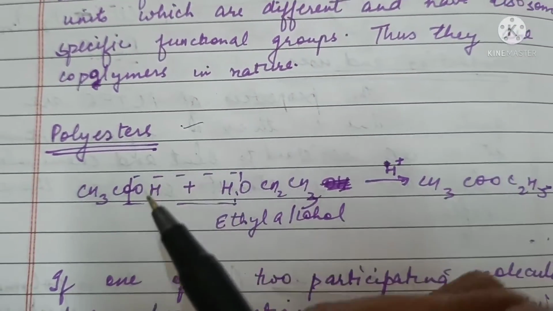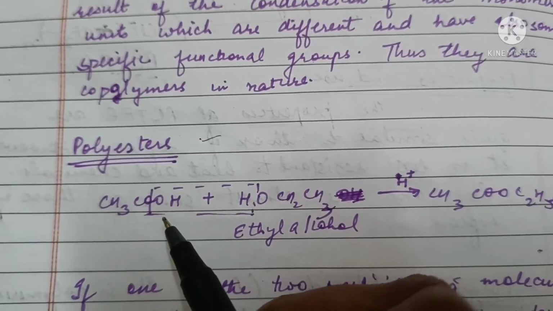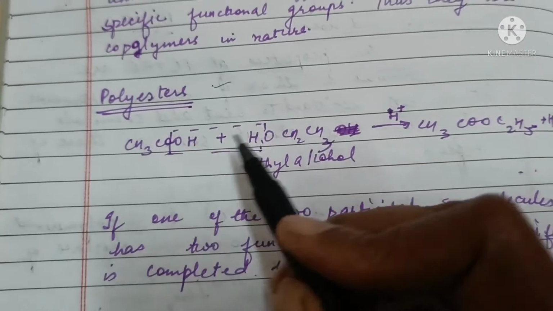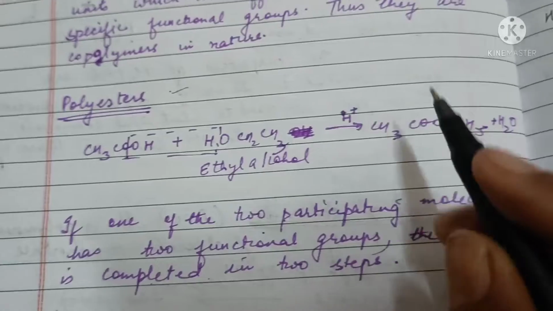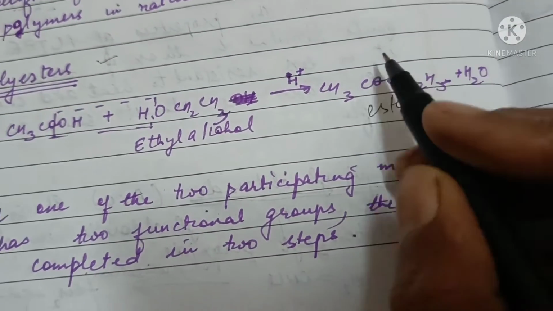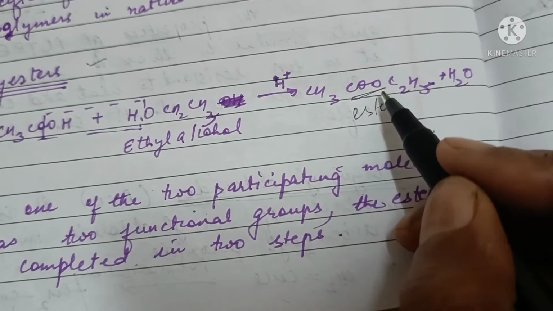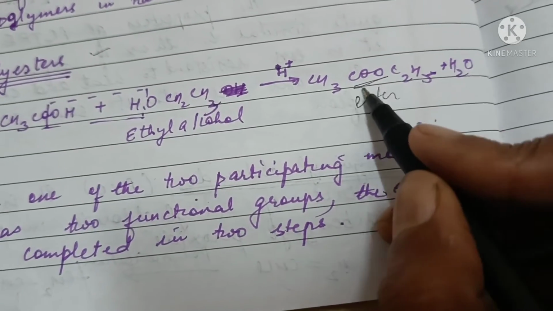So in organic chemistry we have studied that when a carboxylic acid combines with an alcohol, the small water molecule is eliminated and the two join to each other and form an ester. So the linkage point is C double bond O single bond O, the COO group. So this is ester.